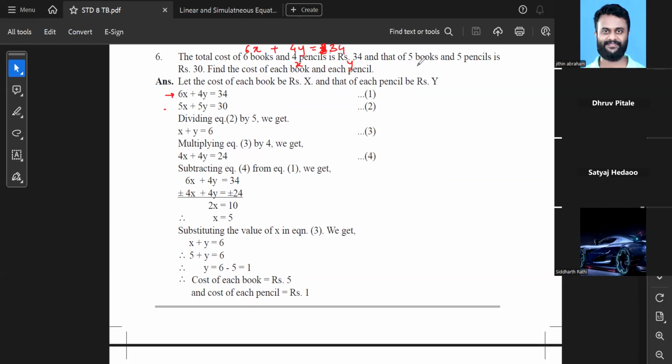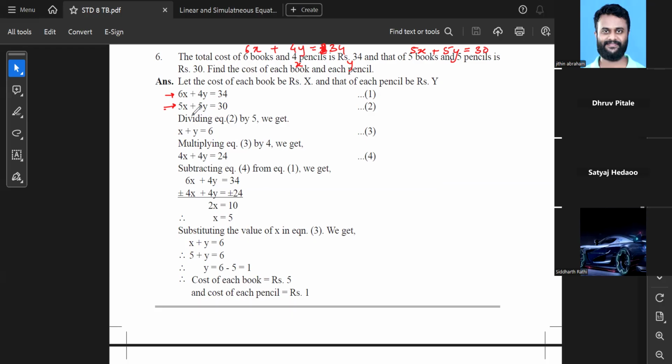Similarly, your second equation states 5 books and 5 pencils. So 5 multiplied by the cost of book, plus 5 multiplied by cost of pencil, equal to 30. So that goes 5x plus 5y equal to 30. Now, since again it's the same story, you have two different equations where the numbers are not matching. So in this case, you'll have to again match the numbers. So you can decide what to do in this case.